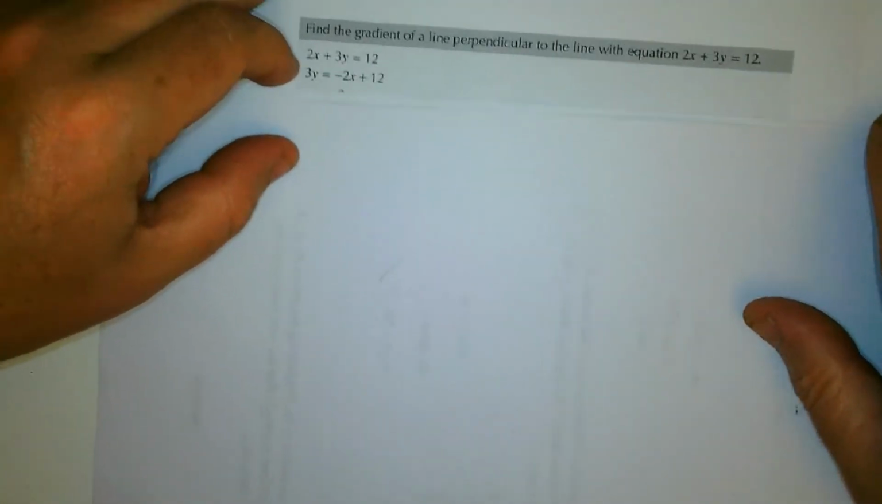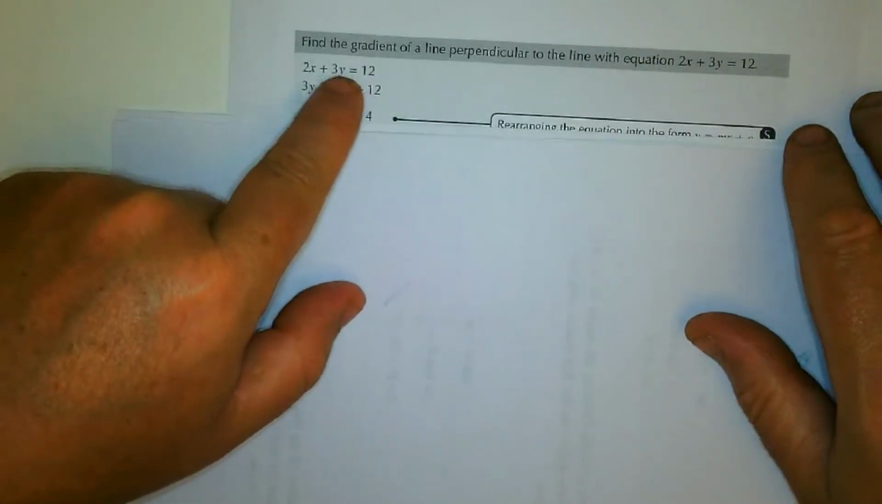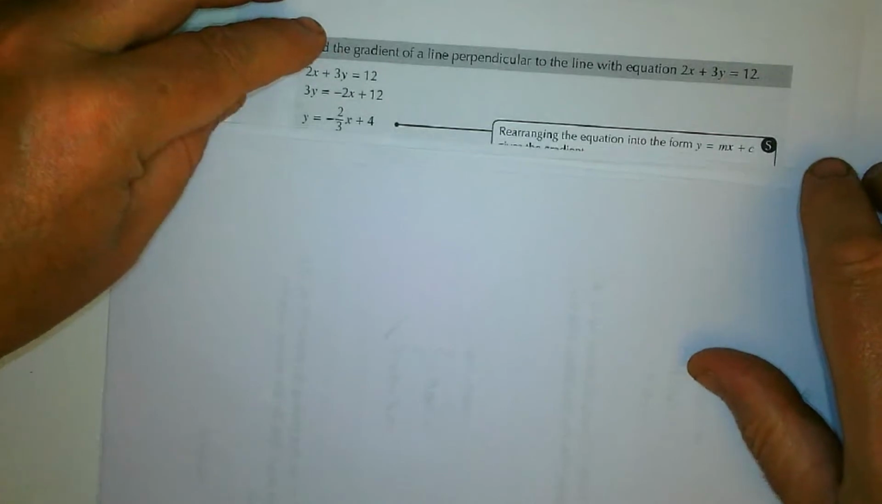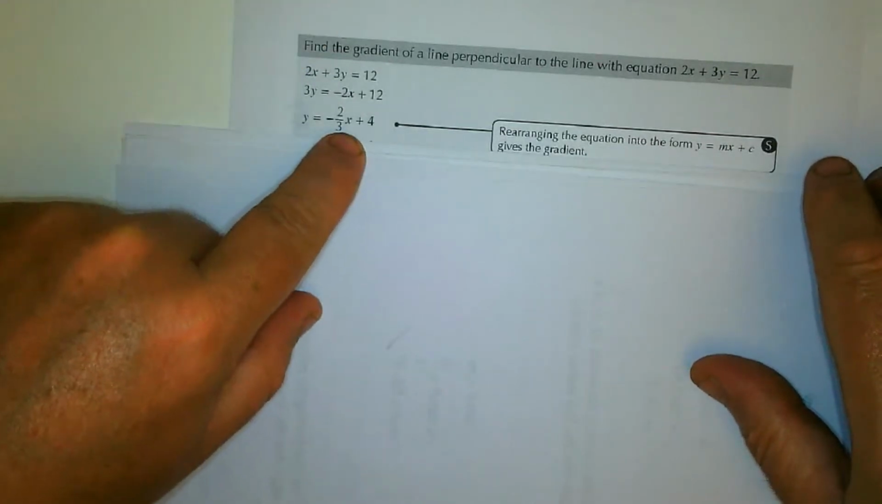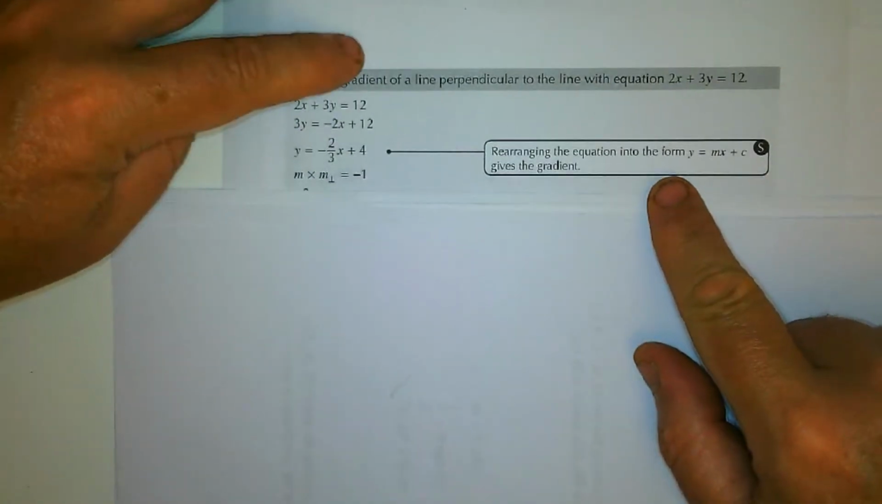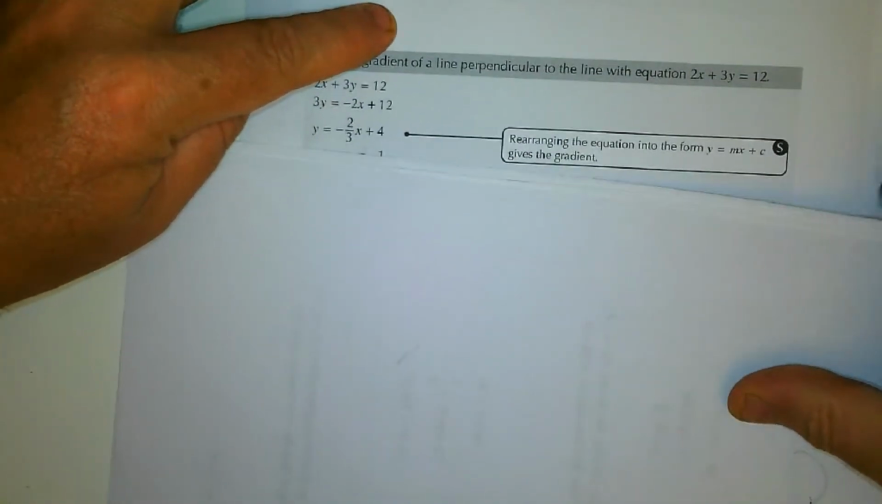Okay, so what that means is all you're doing is finding the gradient of the perpendicular. Okay, you're not finding the equation of that line, not yet. All you're doing is getting the gradient. So what you're going to do is rearrange 2x plus 3y equals 12 into y equals mx plus c, and you've got y equals minus 2 over 3 x plus c. So there's a wee note telling you what you've got to do. You've got to rearrange it, y equals mx plus c. It's all there for you, right?